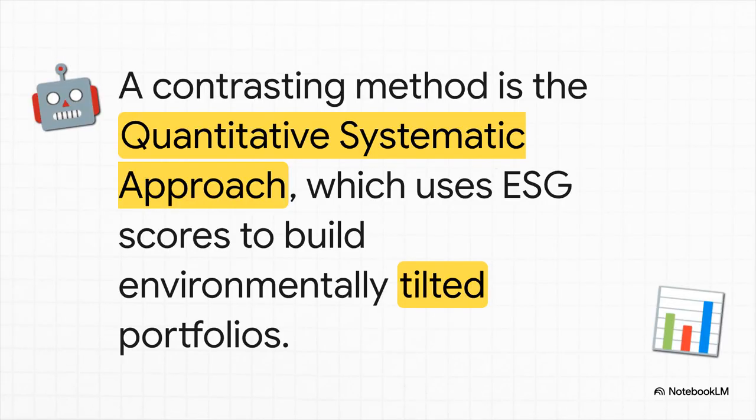Now, on the flip side, you've got the quantitative systematic approach. This is completely different. The goal here isn't to do a deep dive on a single company. It's all about getting systematic exposure across thousands of them. These strategies use third-party ESG scores to efficiently screen the entire market and tilt a portfolio towards, say, companies with great environmental records. It's all about doing it at scale.